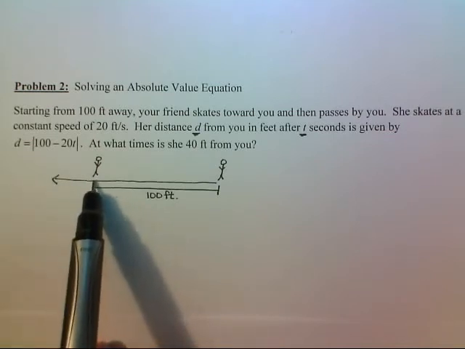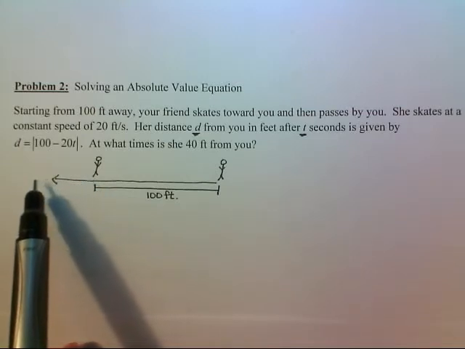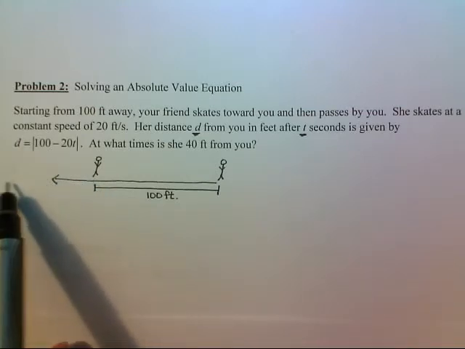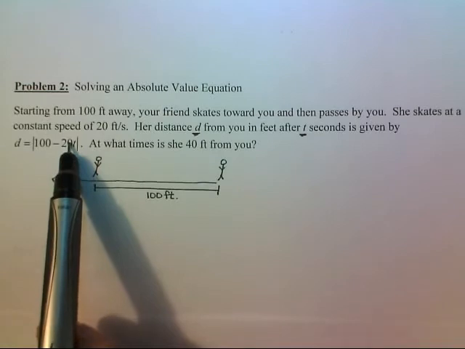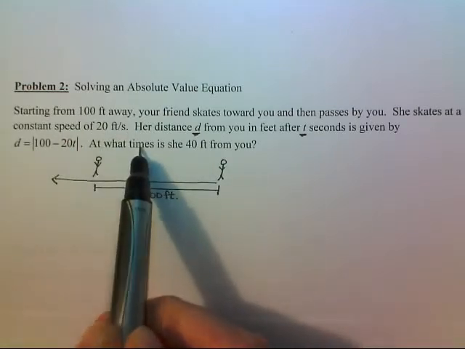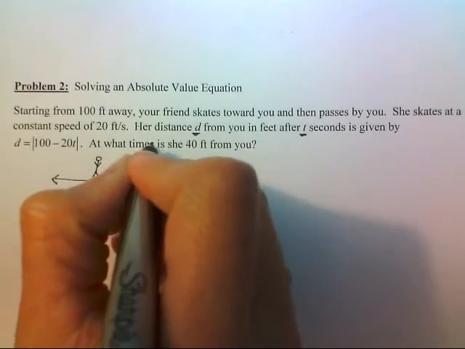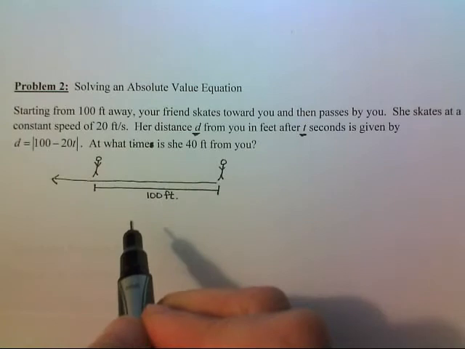We've just reached our 0, and basically we've started over again, and we're trying to figure out how far away is she now from me once she stops somewhere back here. So that's what our equation is telling us. Now, what it does tell us is at what time. That probably should just be time. At what time is she 40 feet from you?